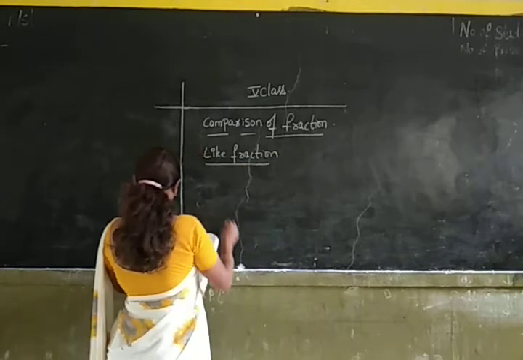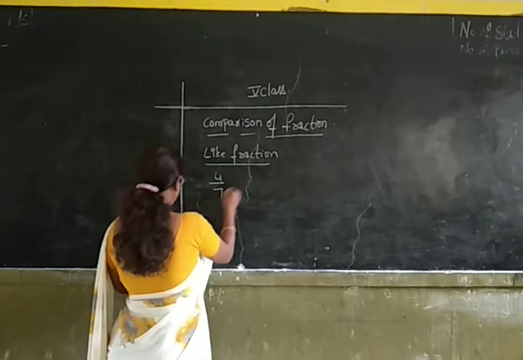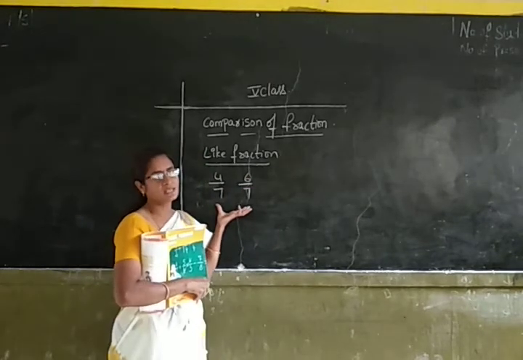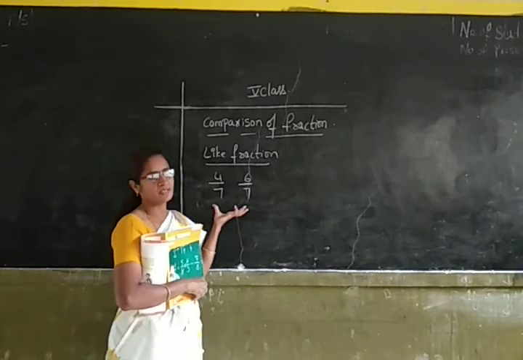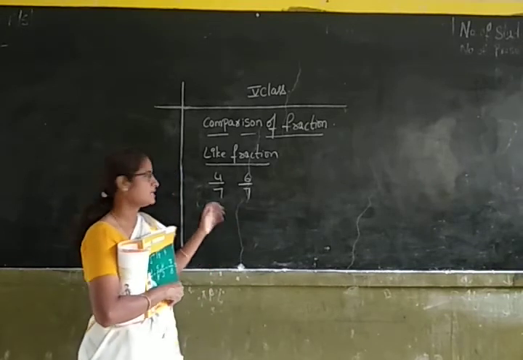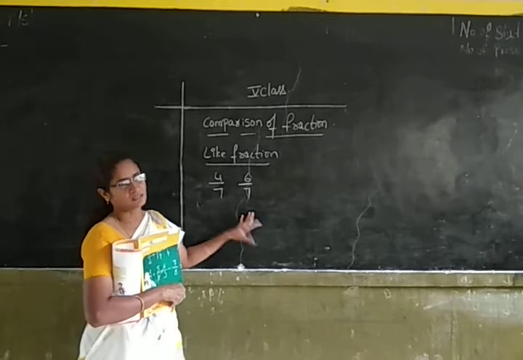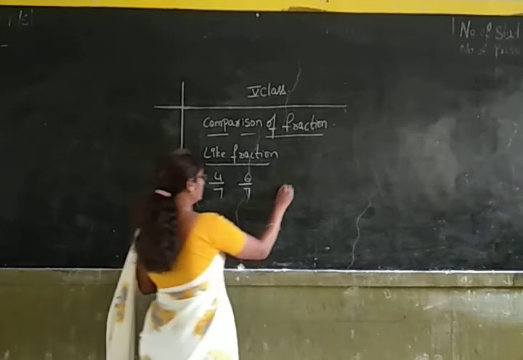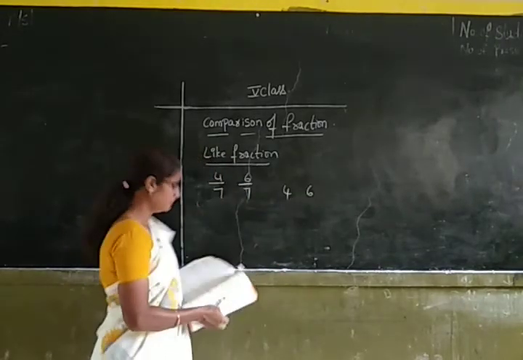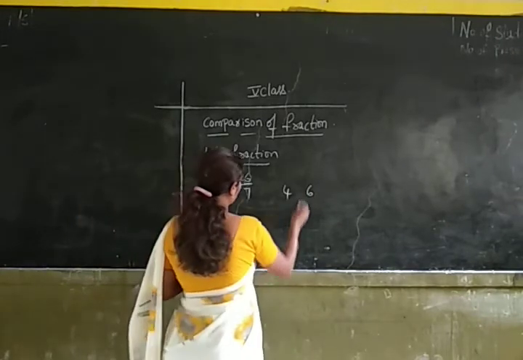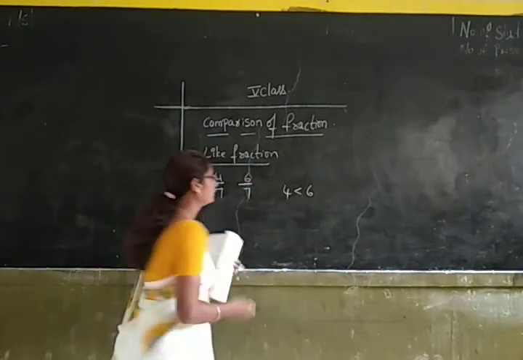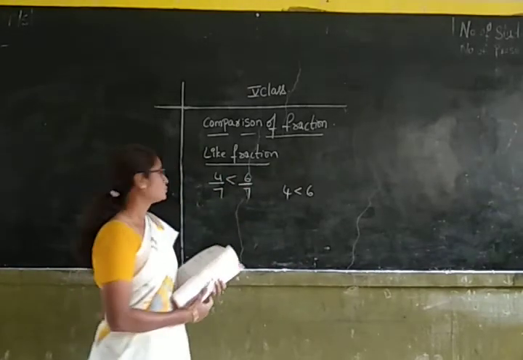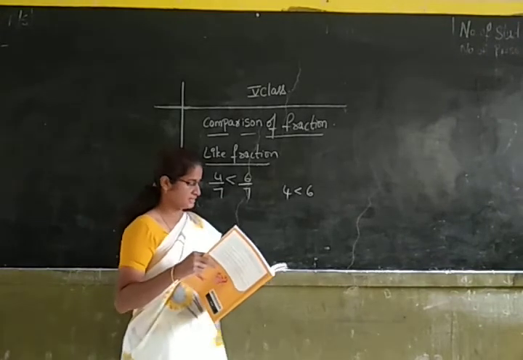So, for example, if you want to compare these two fractions, here these two fractions have the same number as denominator. So these are like fractions. As the denominators are same, we have to compare the numerators. So here 4 is less than 6, so you have to place the symbol less than. So 4 by 7 is less than 6 by 7.